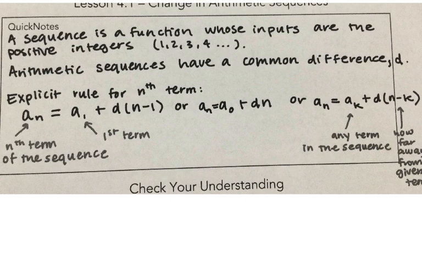So it says a sequence is a function whose inputs are the positive integers. All that means is it's the first term, and the second term, and the third term, and the fourth term, and so on in the sequence. So you can't have any fractions or decimals. You can't have any negatives. We always start with the first term. An arithmetic sequence has a common difference. And then the rule for finding the nth term.